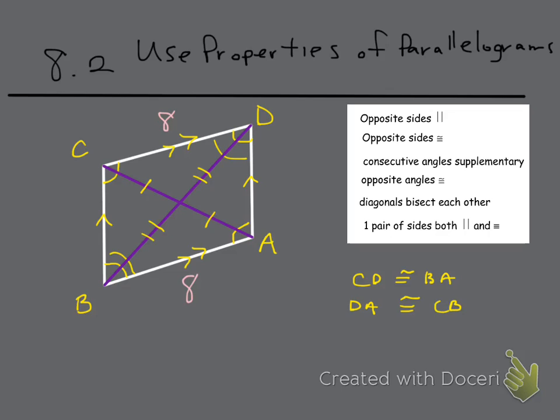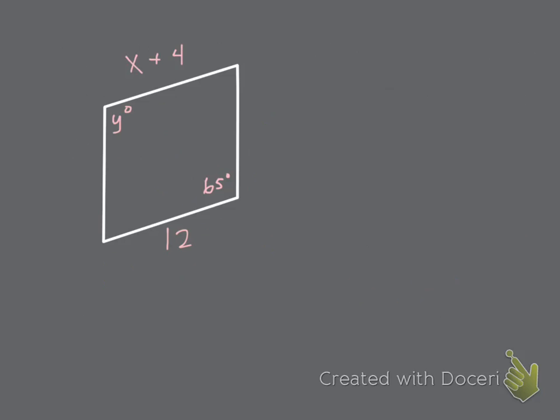Okay, let's go ahead and take a look at a couple of examples that are pretty simple that you'll be working on in your homework. If I want to solve for x, given x plus 4, I know, because I know the properties of a parallelogram now, that x plus 4 is going to be congruent to 12, because parallelograms have both congruent and parallel sides, two pairs of them. All I have to do now is solve for x, and x is simply 8.